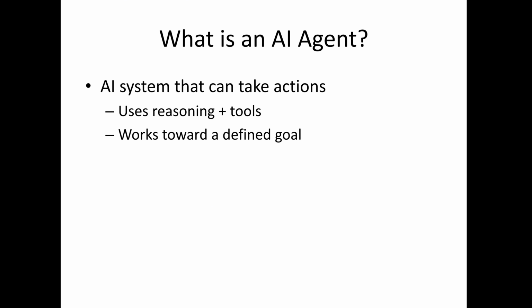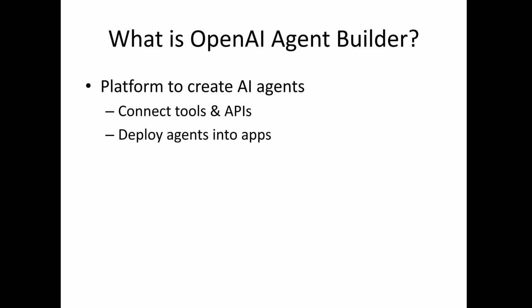An AI agent is more than just a chatbot. It can take actions, use tools like APIs and databases, and work together to achieve a specific goal. It reasons step by step and interacts with systems.